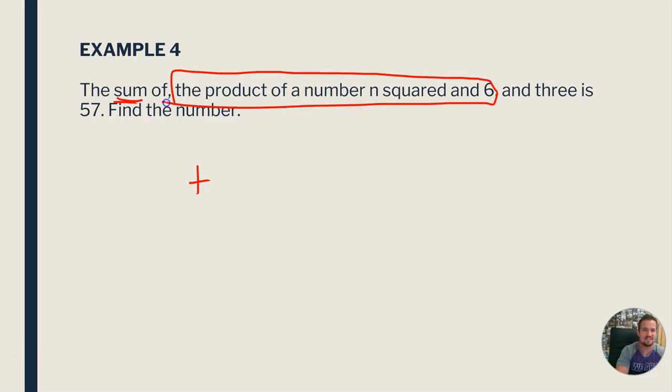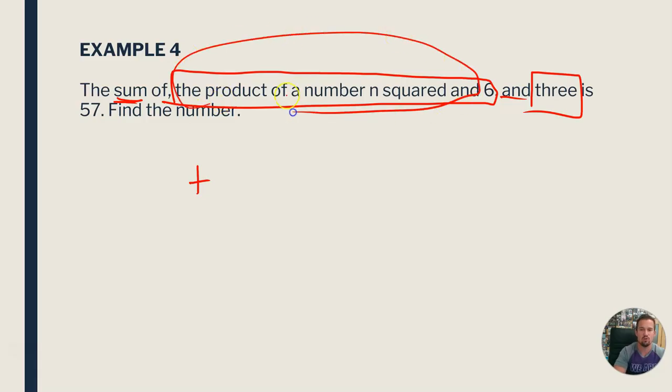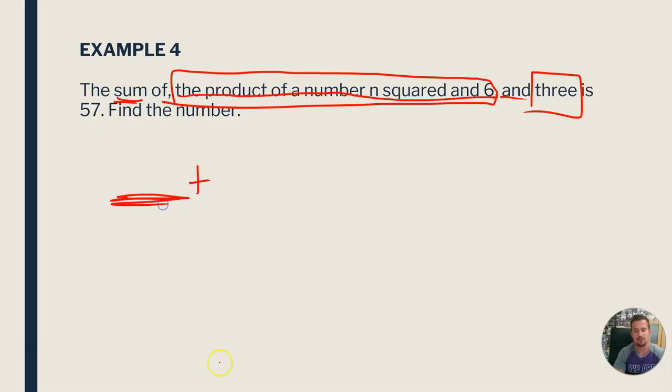I'm summing this and this. So this whole part of the sentence here is describing this first part that I'm adding. And then 3 is the second part I'm adding. And then this usually denotes an equals. That's equal to 57.